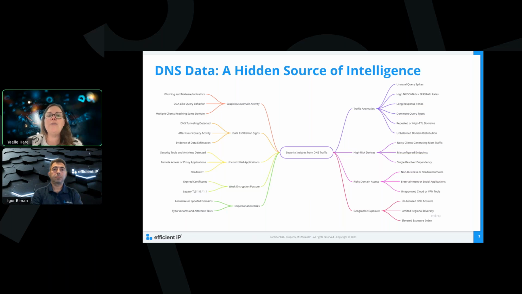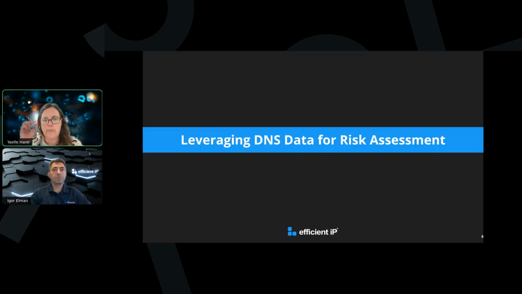So that's the real value of DNS visibility. It turns every traffic into a clear, actionable security intelligence. This is something very helpful for any security organization. And now that we've seen what the DNS data can reveal, we can go on and see it in action. I'll hand it over to Igor, who will explain how the DNS risk assessment works, and he will walk you through the live demo.